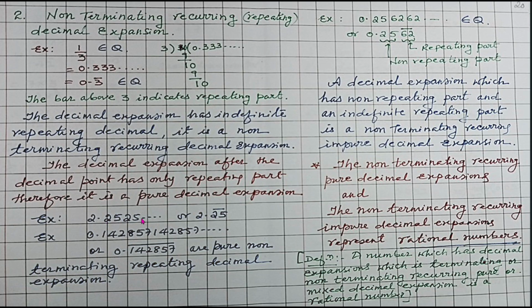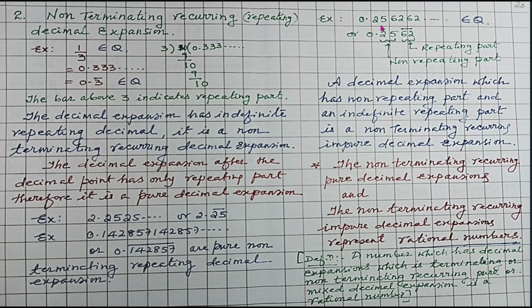Here 25 is repeating, therefore 2.25 bar, and this is what is called a pure decimal expansion. Now here also 142857, 142857 is again repeating, that means 0.142857 bar. These are pure non-terminating repeating decimal expansions. So please remember that.